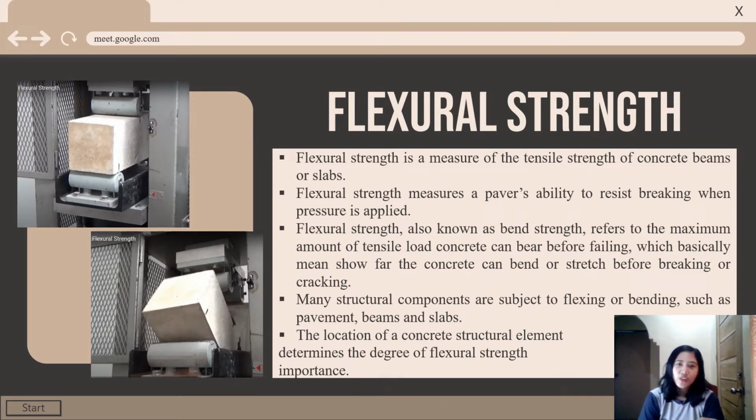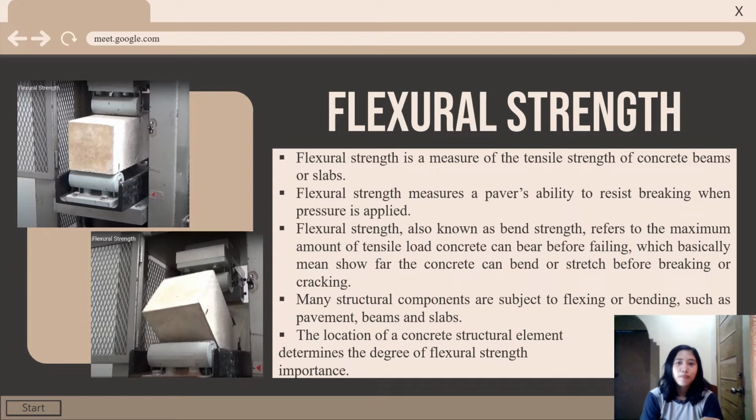Flexural strength, also known as bend strength, refers to the maximum amount of tensile load concrete can bear before failing. Basically, it means how far the concrete can bend or stretch before breaking or cracking. Concrete has very little tensile strength because it is not designed to bend. Cracks in concrete roads, sidewalks, and other slabs are largely due to tension or flexing.